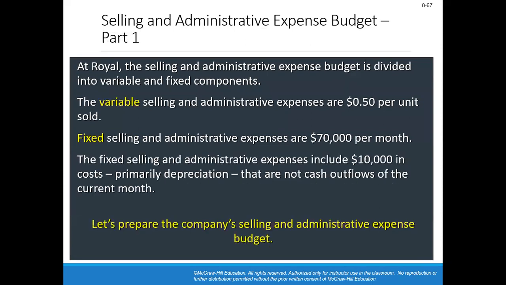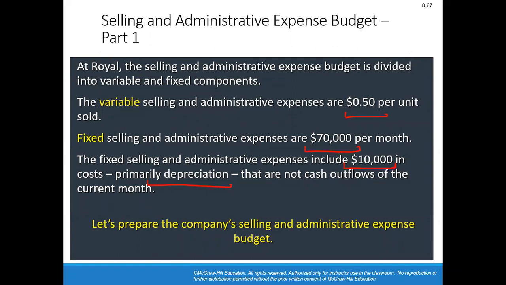So we have been given some information. In a similar way, at Royal, the selling and administrative expense budget is divided into variable and fixed components. The variable selling and administrative expenses are $0.5 per unit sold, and the fixed selling and administrative expenses are 70,000 per month. Similarly to the manufacturing overhead, the fixed selling and administrative expense includes some non-cash expenses of 10,000, primarily depreciation, that are non-cash outflows of the current month. So let's prepare the company's selling and administrative expenses budget.